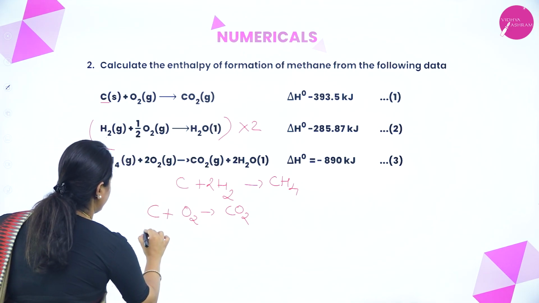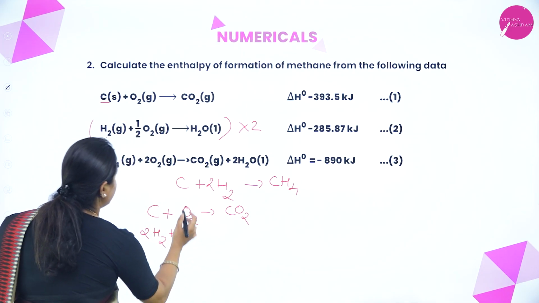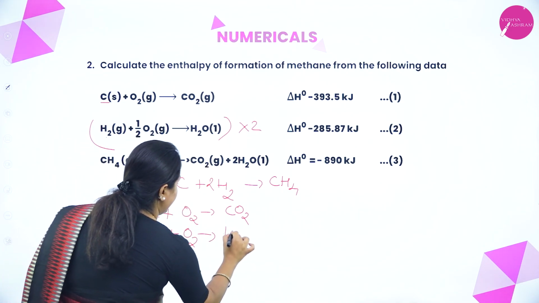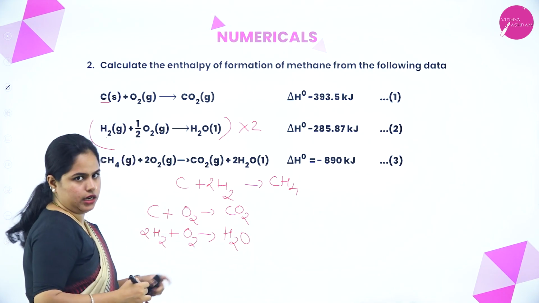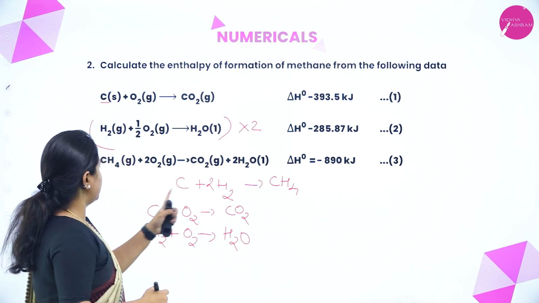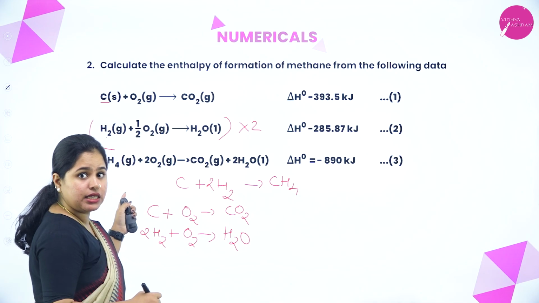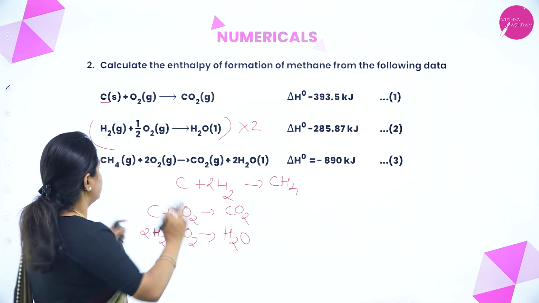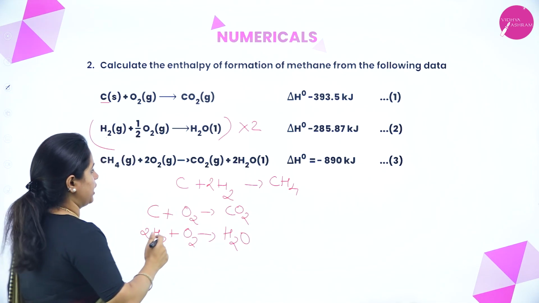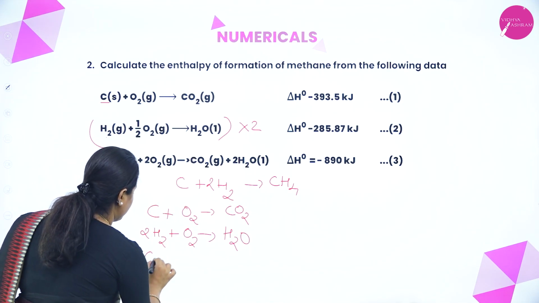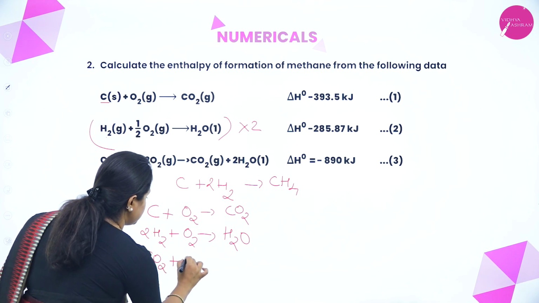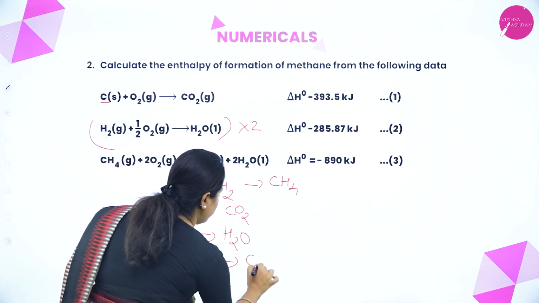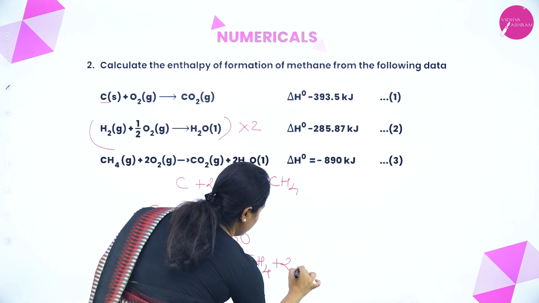Now the second one I am going to multiply. 2H2 plus 2 into half is 1, right? So O2 will give H2O. So this becomes my second equation. Now moving on to the third one, CH4. Methane is in the reactant side, but I need methane in the product side, right? So I am going to reverse this reaction. So this comes here. So the equation becomes CO2 plus 2H2O giving CH4 plus 2O2.